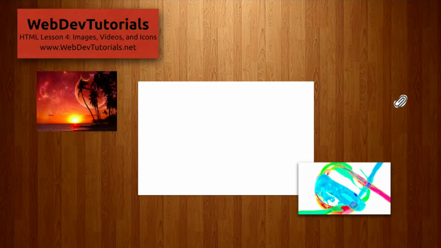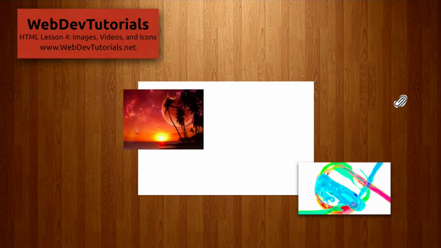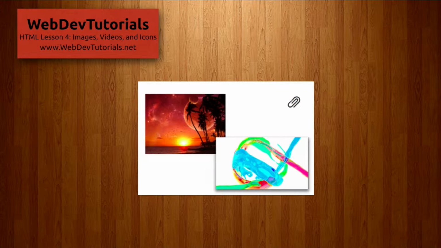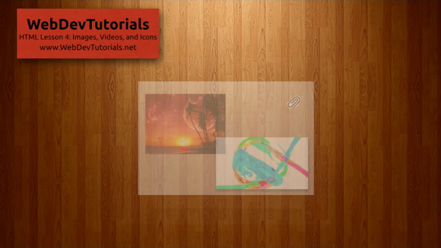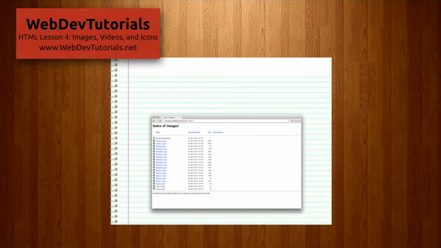A site is pretty boring with just text. Images, videos, and icons can significantly improve the overall appearance and aesthetic quality of the site, and they're pretty easy to add too. For demonstration purposes, WebDevTutorials has a small library of images that you can use in projects. However, note that you can also use any image URL that you own.